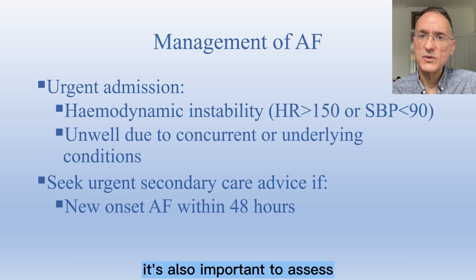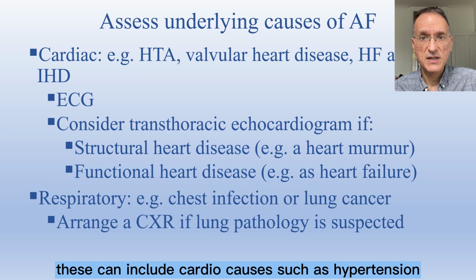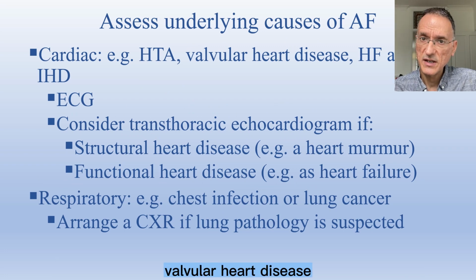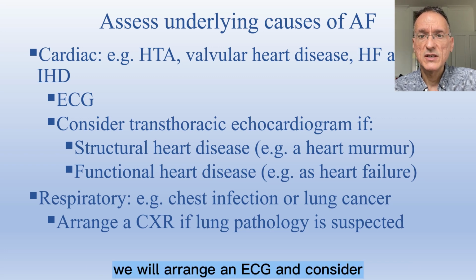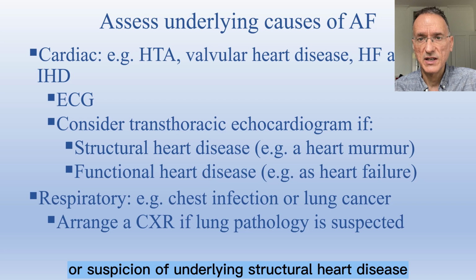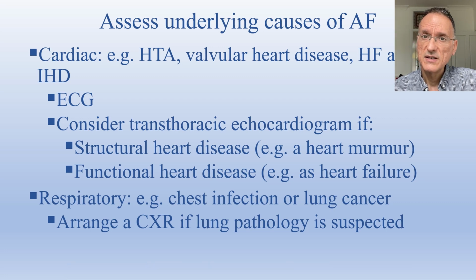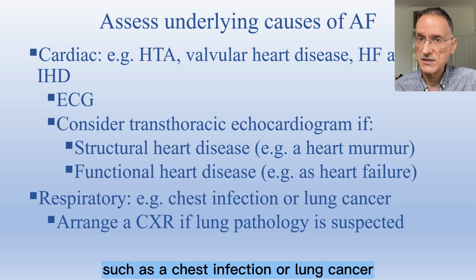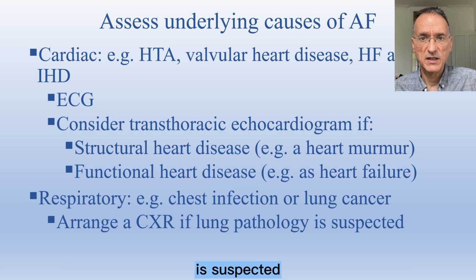It's also important to assess for underlying causes of AF. These can include cardiac causes such as hypertension, valvular heart disease, heart failure and ischemic heart disease, and for this we will arrange an ECG and consider transthoracic echocardiogram if there's a high risk or suspicion of underlying structural heart disease, such as a heart murmur, or functional heart disease, such as heart failure. Respiratory causes such as a chest infection or lung cancer are also possible, and we will arrange a chest X-ray if lung pathology is suspected.